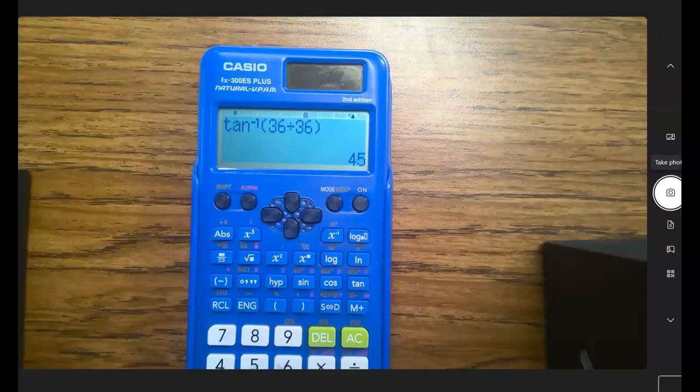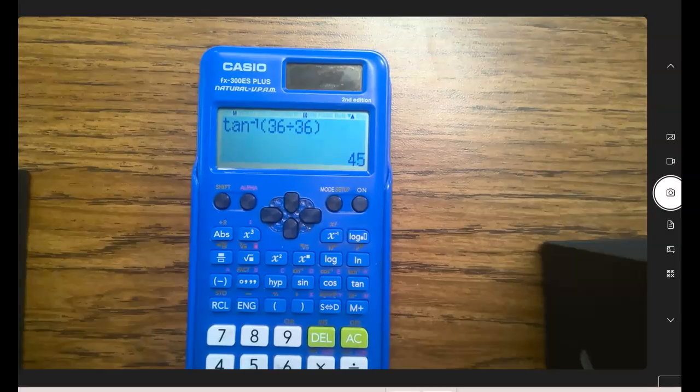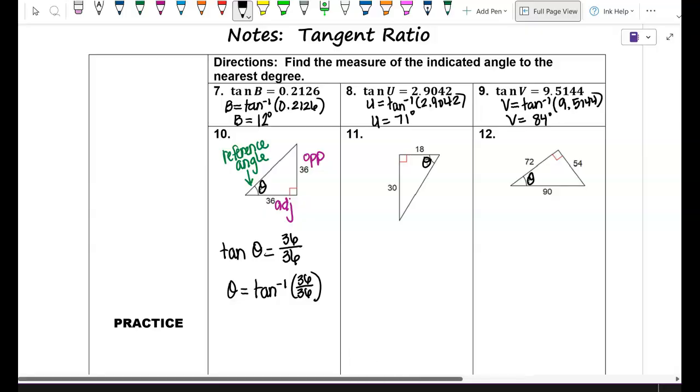Yeah, because anytime the legs of a right triangle are the same measure, that means you have an isosceles right triangle, which means you have a 45, 45, 90. And this proves it right here. The legs are the same. The inverse tangent function tells us, hey, that angle is 45 degrees. So in this case, theta equals 45 degrees.